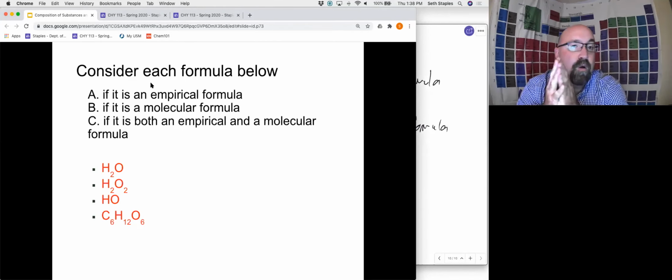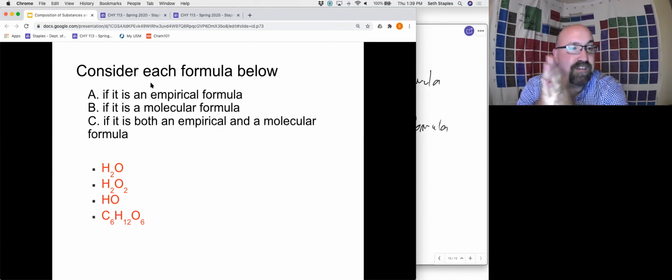So H2O, we know that's the formula for water. And so that is both the empirical and the molecular formula. You can't simplify it anymore, but we know that it is the molecular formula for water. H2O2, hydrogen peroxide. That's the molecular formula. That could be scaled down to just HO, which would then be its empirical formula.